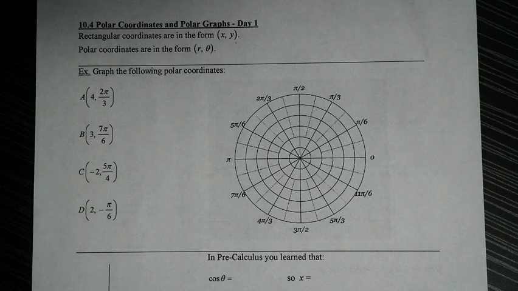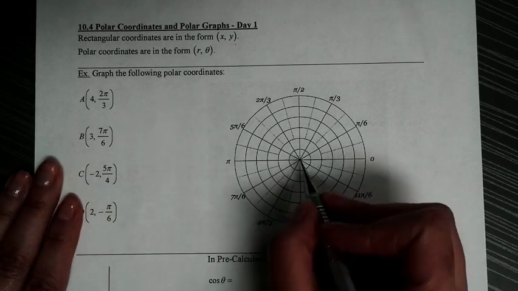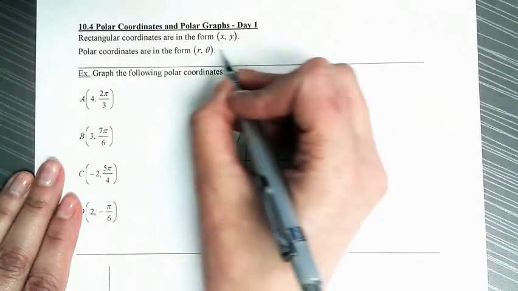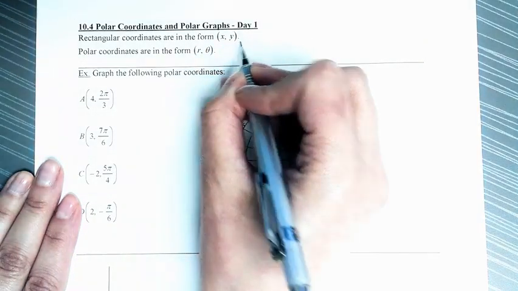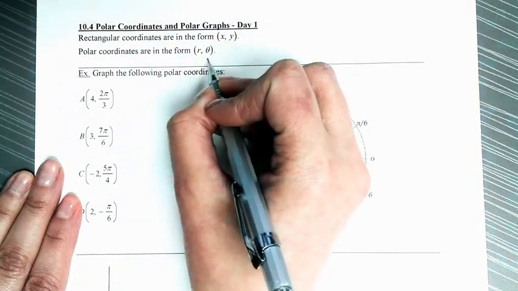Hi guys, today we're going to learn how to define polar coordinates and differentiating in polar form. A little bit of a refresher from pre-calculus. Rectangular coordinates are in the form x, y, while polar coordinates are in the form r, theta.